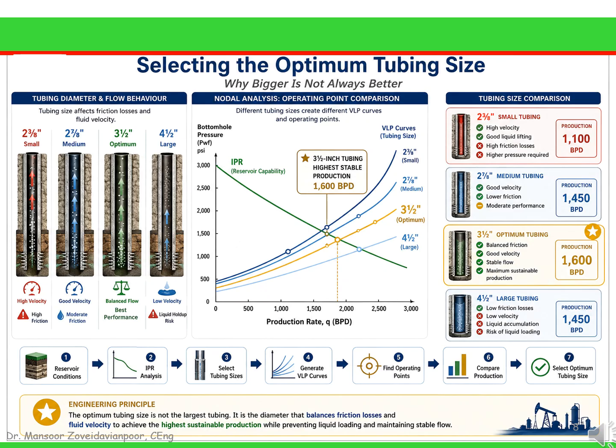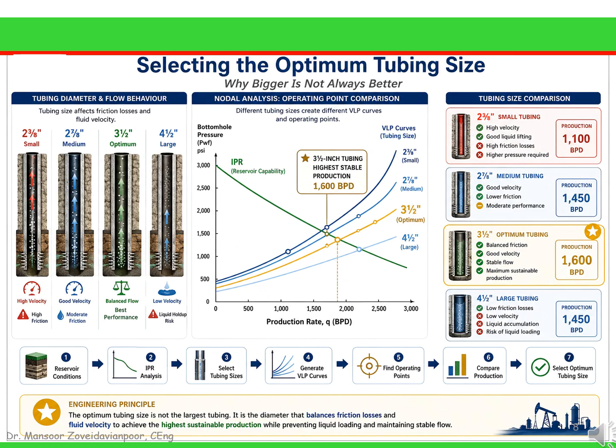It is the diameter that balances friction losses with fluid lifting efficiency, allowing the well to produce at the highest stable rate. That's exactly what nodal analysis helps us find. Look at the curves in the center of the slide. Each tubing size produces a different VLP curve, and therefore a different operating point. As the tubing size increases from 2 3/8 to 2 7/8 inches, production improves because friction losses decrease. Increasing it further to 3.5 inches moves the operating point even farther to the right, giving the highest sustainable production.